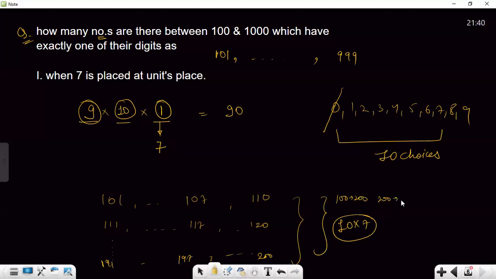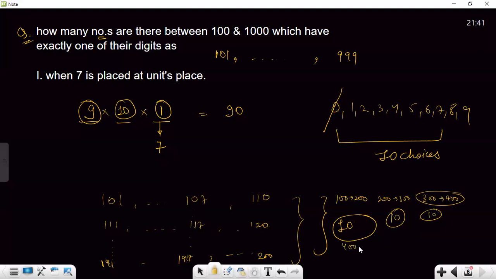For 200 to 300, there will be another 10. Sorry, only 10 are there, not 70 exactly, with 7 on the unit place, which we are discussing. So 10 and 10 and 10.